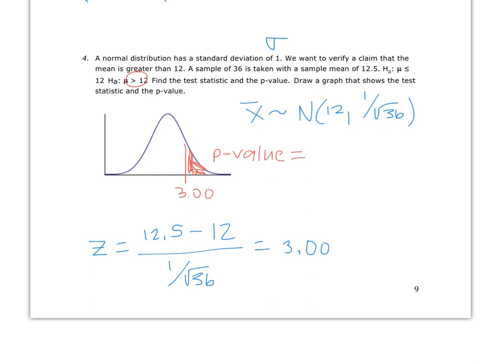Plugging 3 into the online tool and selecting the right tail. Okay, we get a p-value of 0.0013.